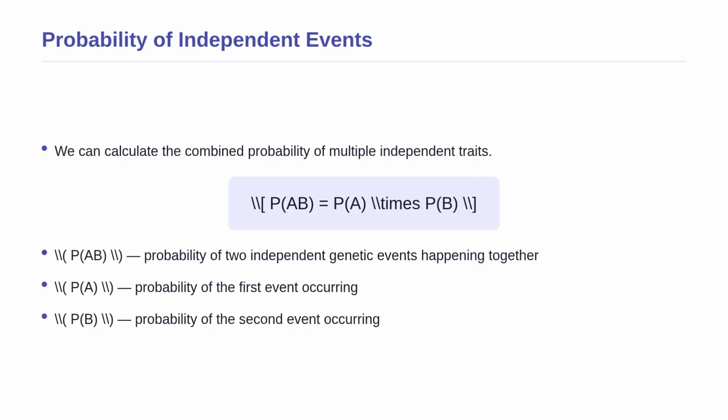Now that we understand the concept of independent assortment, let us look at its mathematical form. This formula extends our previous logic to multiple traits. The variable P of A, B represents the probability of 2 independent genetic events happening at the exact same time, such as inheriting a specific seed color and a specific seed shape. The symbol P of A is the probability of the first event occurring, and P of B is the probability of the second event occurring.